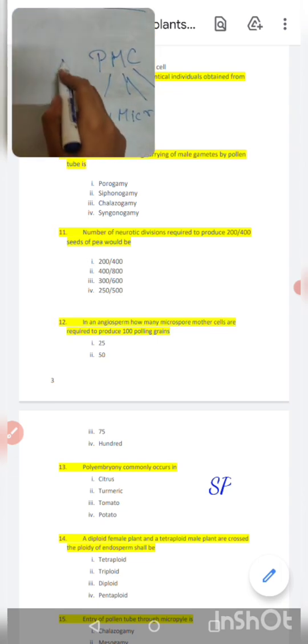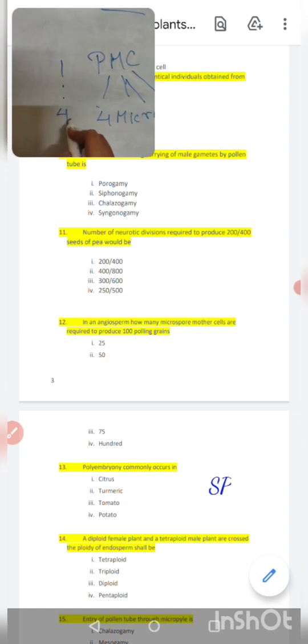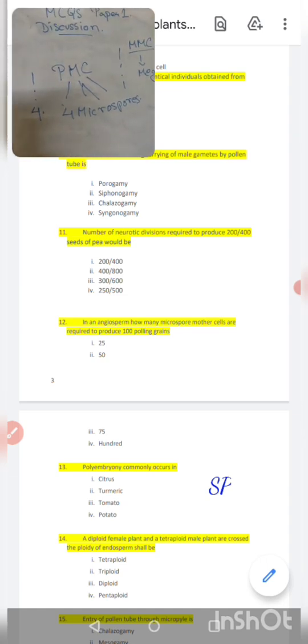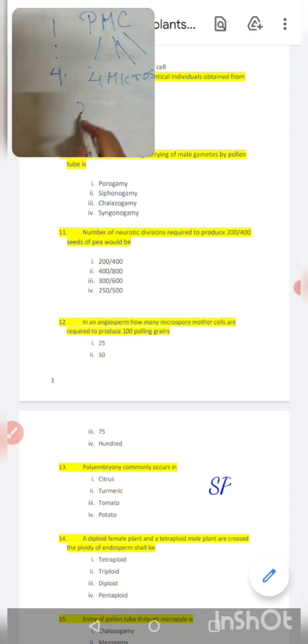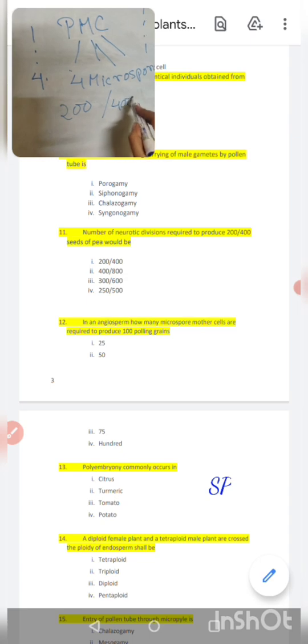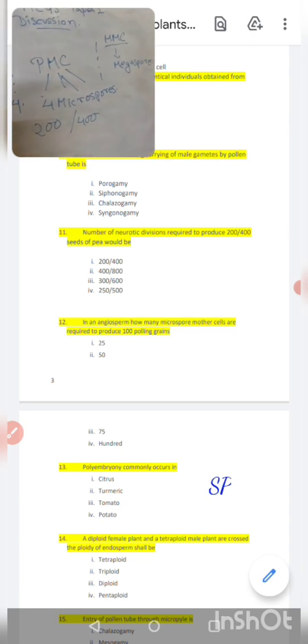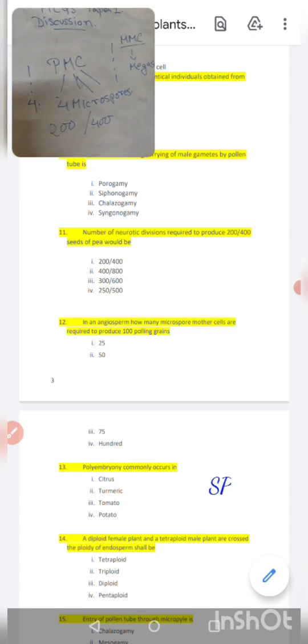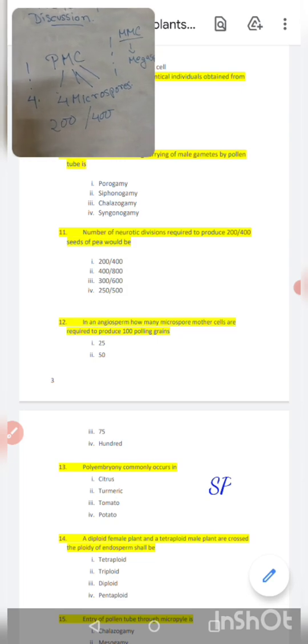Okay, whereas it is the ratio between 1:4. But student, if this is the ratio, then the divisions will be 200 by 400 meiotic divisions. But student, we are forgetting the extra division, because meiotic division is taking place twice.